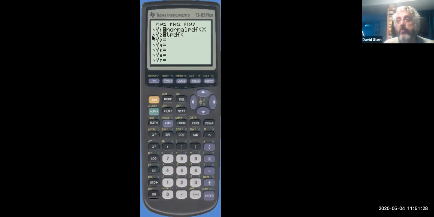But now you need to tell it how many degrees of freedom. So let's say we're doing a sample size of 4, small sample. A sample size of 4 means a degree of freedom of 3. I'm going to make this dark so you can tell the difference between the two. The lighter one is going to be the old normal curve, and this is going to be the T distribution. So let me hit graph here, and let's see.